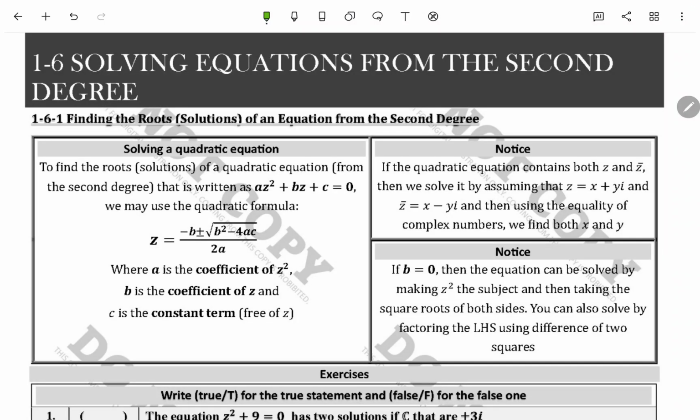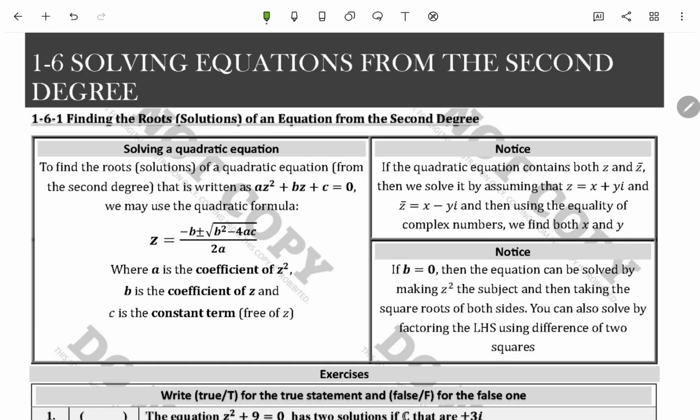Bismillahirrahmanirrahim. This is teacher Iman explaining solving equations from the second degree in the complex number set. The first lesson is about finding the roots or solutions or zeros of an equation from the second degree.